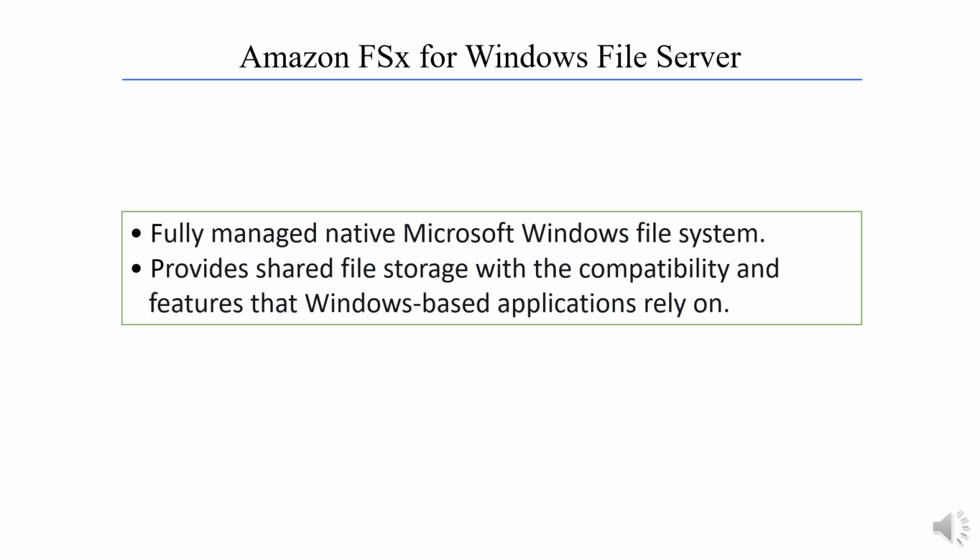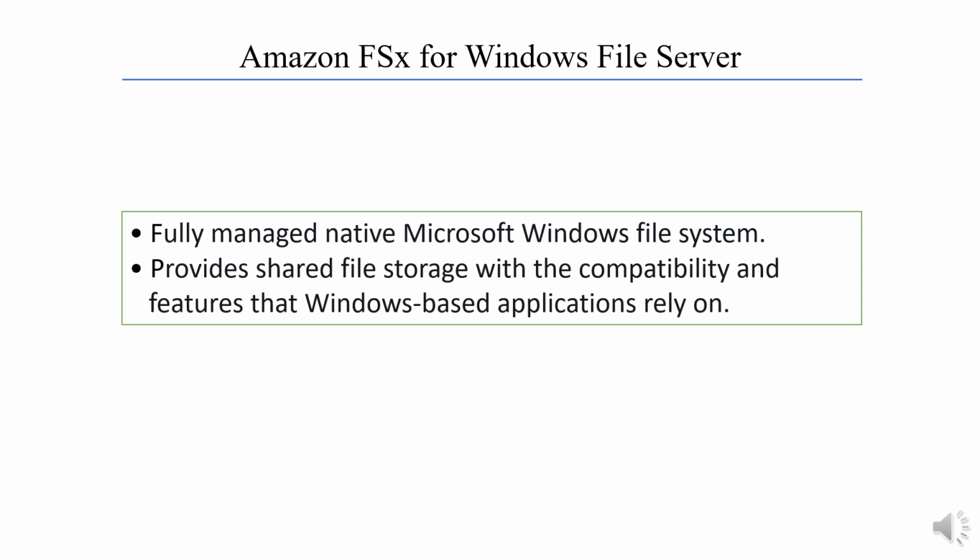Amazon FSx for Windows File Server. Amazon FSx for Windows File Server provides a fully managed native Microsoft Windows file system, so you can easily move your Windows-based applications that require file storage to AWS.